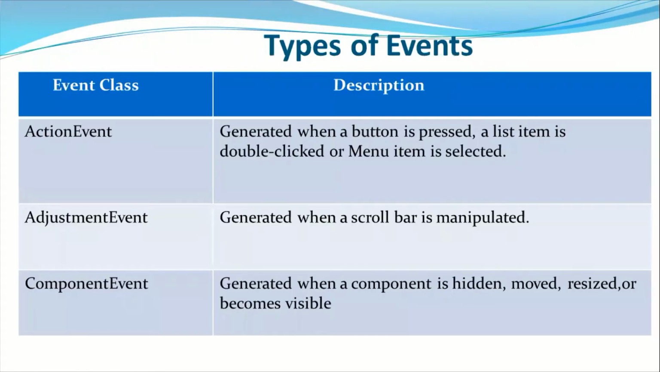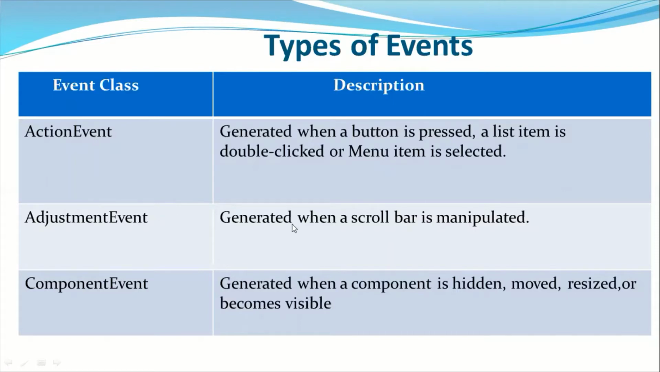There are different types of events. ActionEvent: generated when a button is pressed, a list item is double clicked, or a menu item is selected. These are very specific. In these three conditions only, button is pressed, list item is double clicked and menu item is selected, we can use ActionEvent.